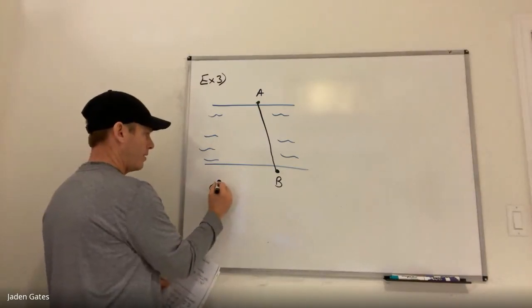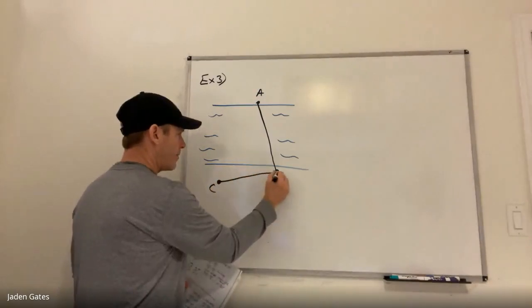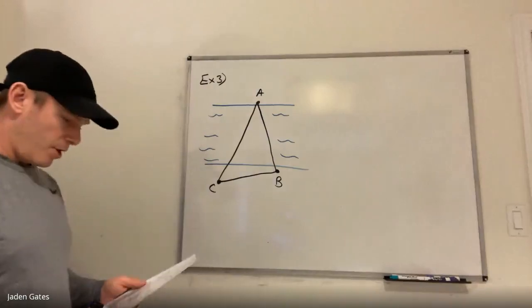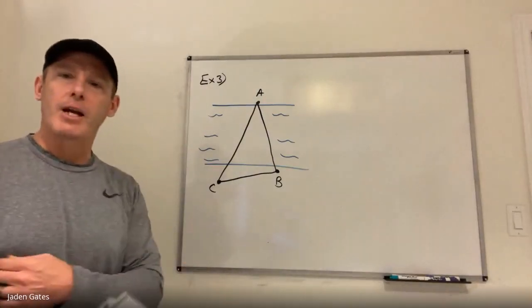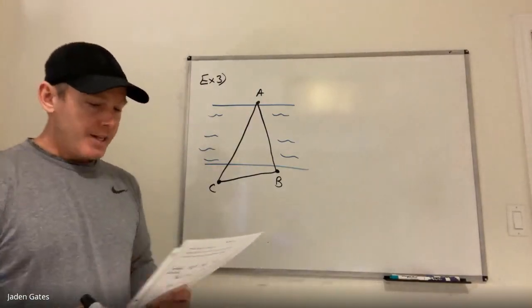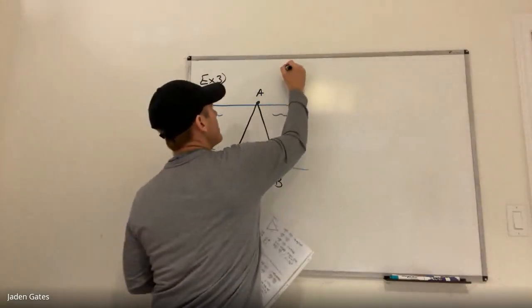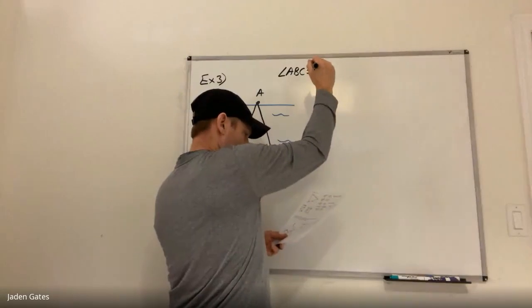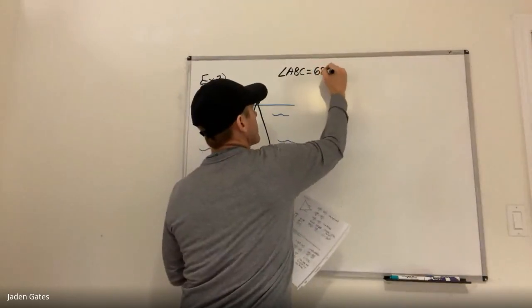There's C. All right, so because I have A, B, and C, I'm going to connect them here and make myself a triangle. All right, so there's my triangle. Now, the third sentence, I should say, it says angle ABC is equal to 68.5 degrees.